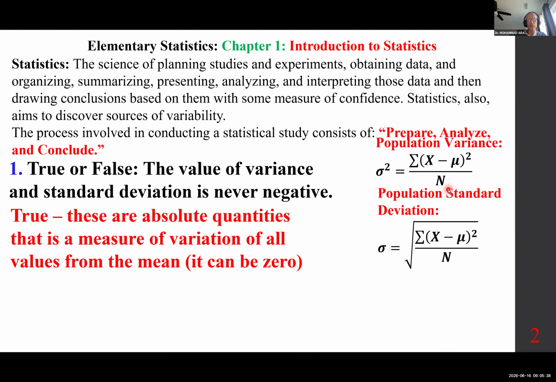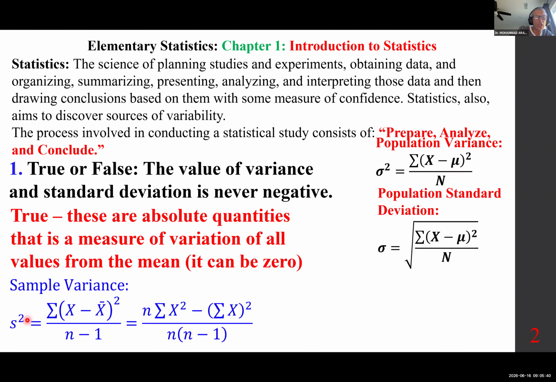As far as the sample is concerned, we use s squared for variance instead of sigma squared. In other words, we use Greek letters for population. So s squared is summation of x minus x bar quantity squared over n minus 1. And that's the difference. Divided by N, this one is n minus 1. Capital N represents the population size, lowercase n sample size.